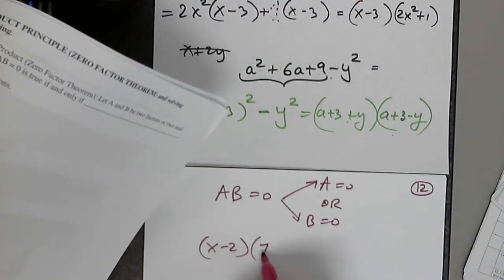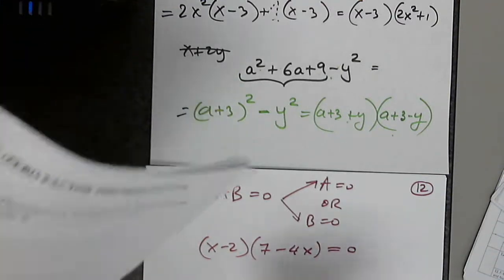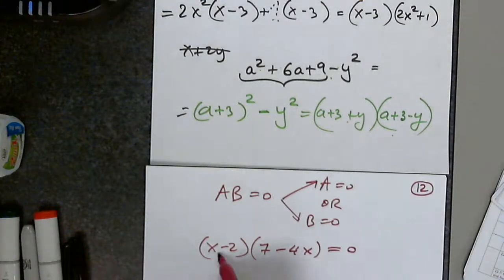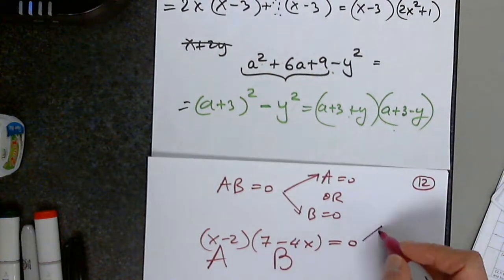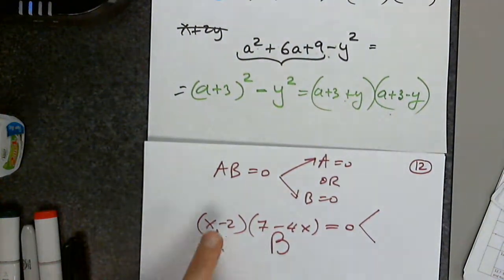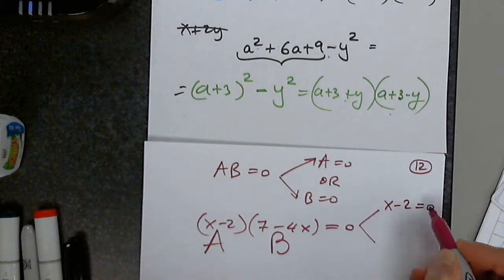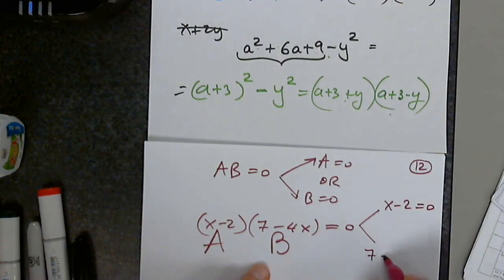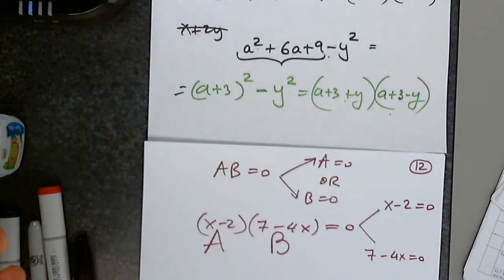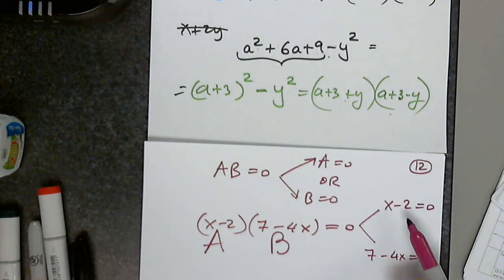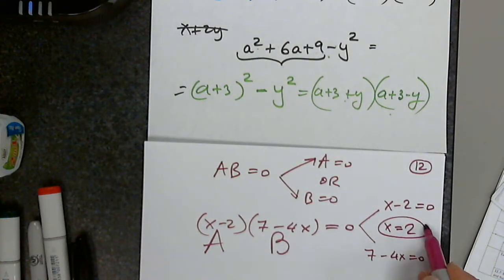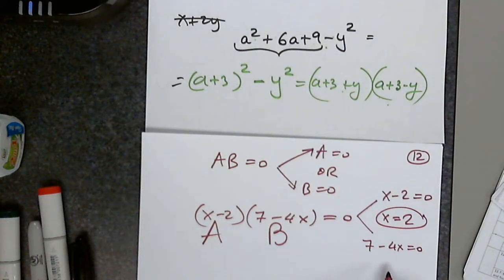So I'll stop with this problem. X minus 2 times 7 minus 4x is 0. So this is our factor a and this is our factor b. So either one can be 0. If factor a is 0, I'll get an x. If factor b is 0, I'll get an x. Now, how do I solve this equation to get an x from here? That's it, and it's done. How do I solve this one to get x? Well, first I have to move 7, right, or subtract 7. And then x equals 7 over 4.